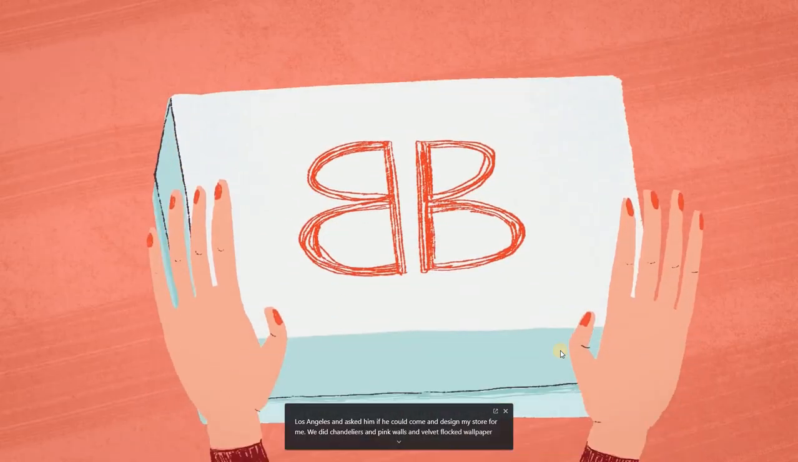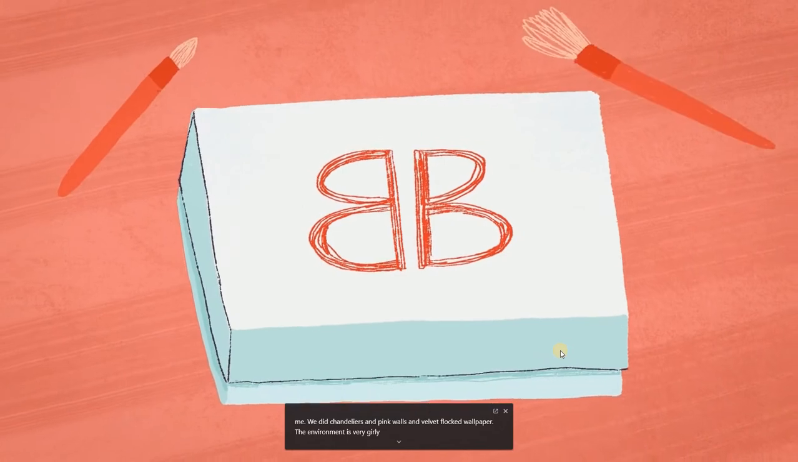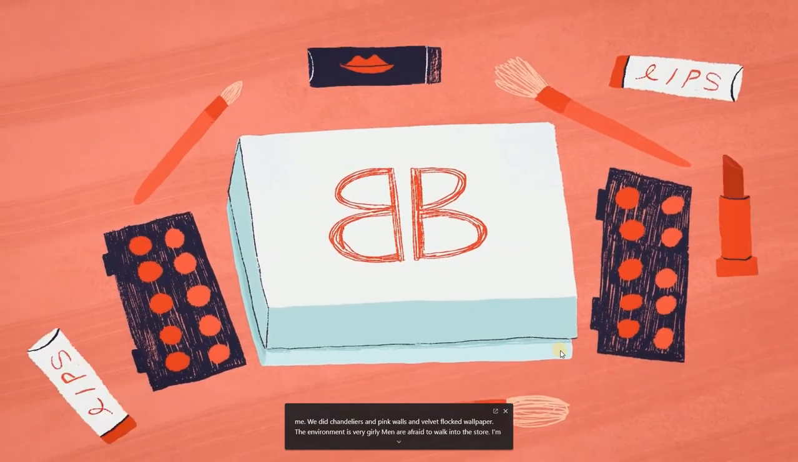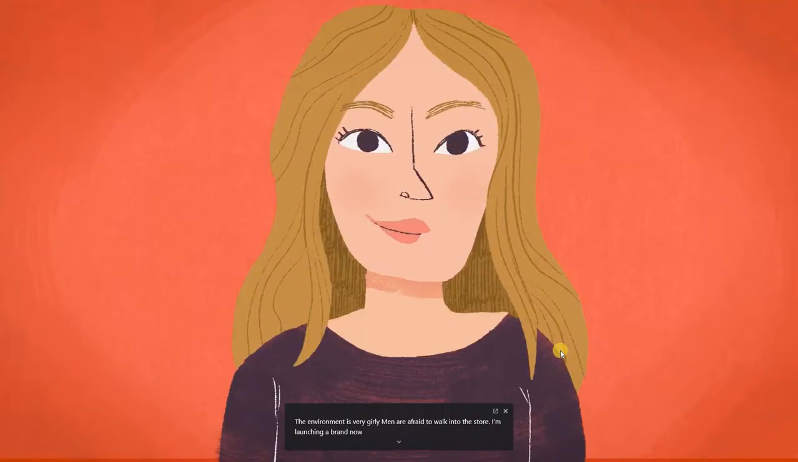I'm launching a brand now. It's makeup, eyeshadows, and then we're gonna go into lipsticks and then keep venturing out from there. My name is Regina Tsehan. My company is The Beauty Box.